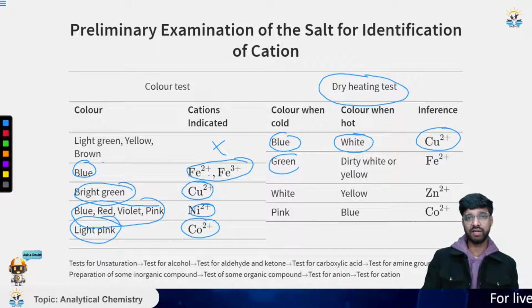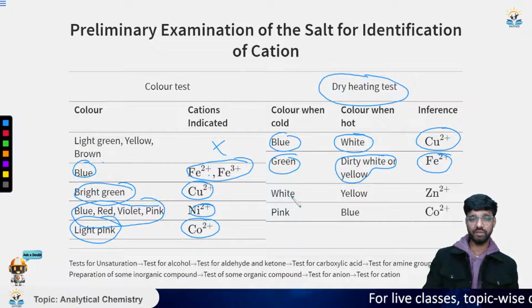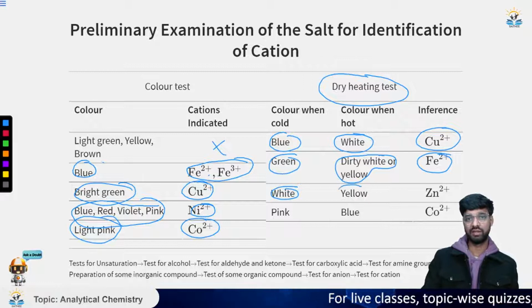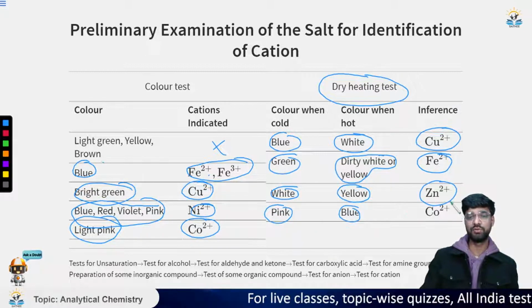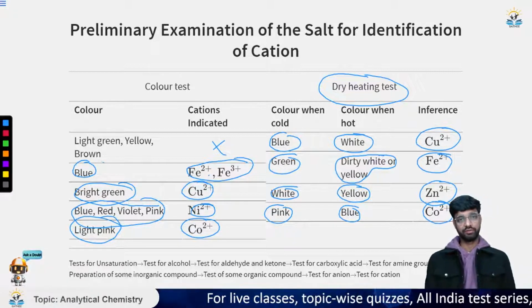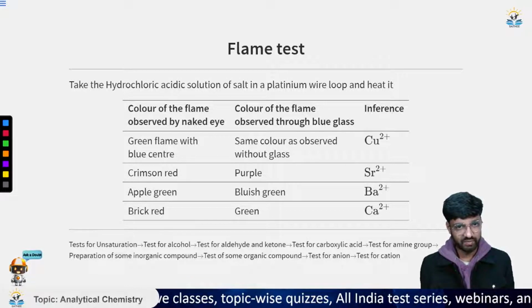Now if the color is green and upon heating we get dirty white or yellow, then it is Fe2+. If it is initially white and turns into yellow, then it is Zn2+, and if it is initially pink and turns into blue, then it is Co2+. So this is the preliminary test. Now what is the flame test?